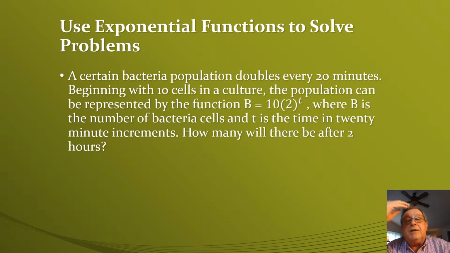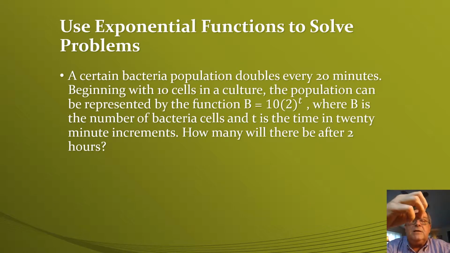And this is a population problem. This is modeling a population, actually, of bacteria. So it says a certain bacteria population doubles every 20 minutes. Ooh, think about that, doubling every 20 minutes. Beginning with 10 bacteria cells in a culture, the population can be represented by the function B equals 10 times 2 raised to the power of t.